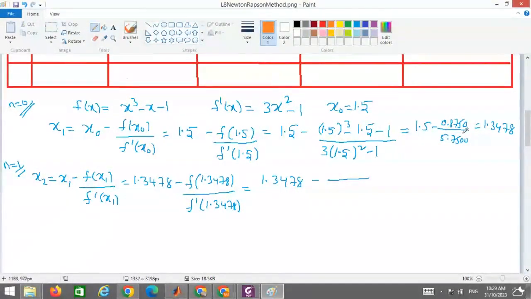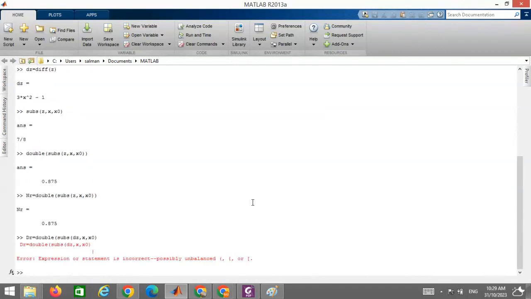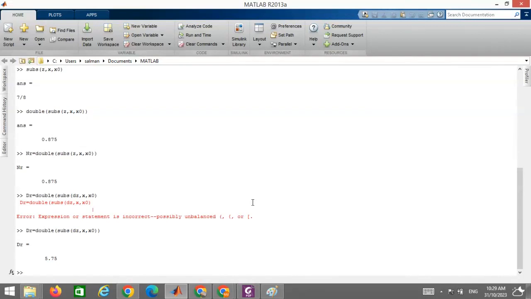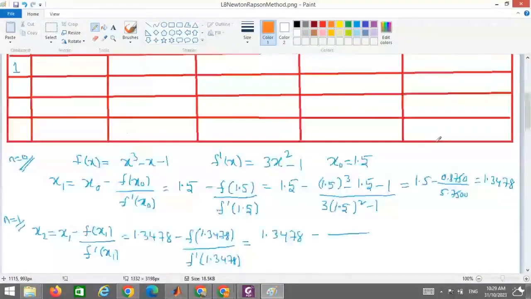What is the denominator? The denominator is the f dash of x value, which you have to find out. So let us write the denominator. I am writing the same function, but this time I should not substitute in z: the differentiation of z, which is a function of x, and put the value of x naught here. I got the denominator. What was the mistake? I missed one parenthesis. So I got 5.7500. No problem, both are correct.